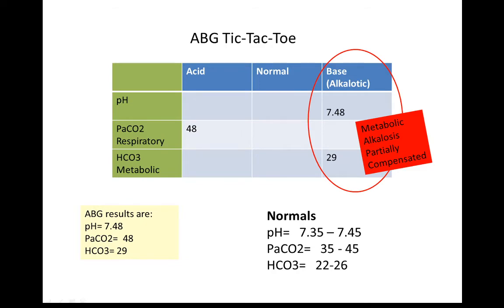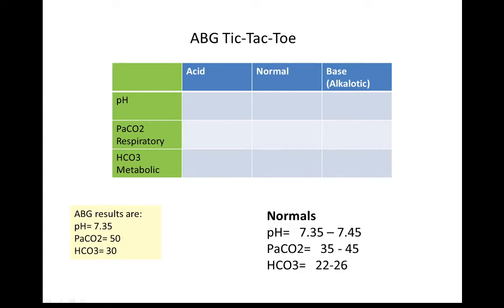So this is metabolic alkalosis because it's an alkalotic pH, and because the respiratory component has started to shift, we're going to call it partially compensated.